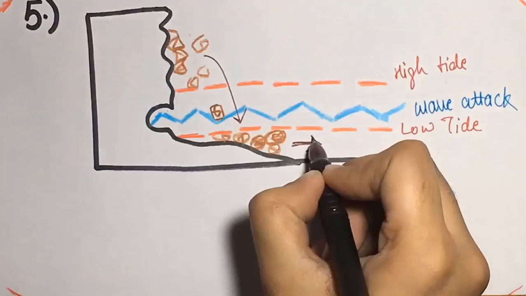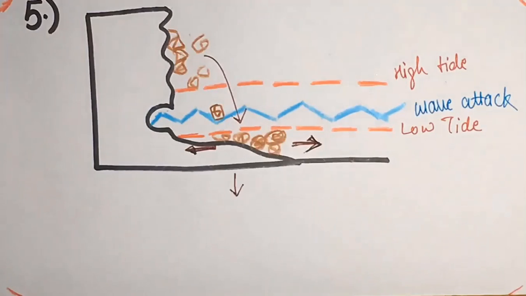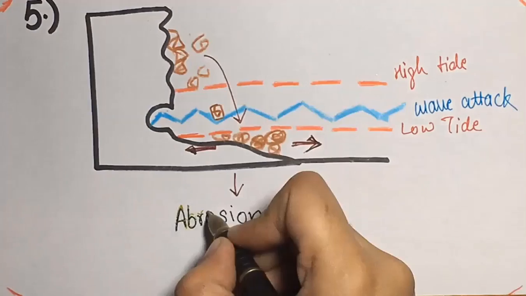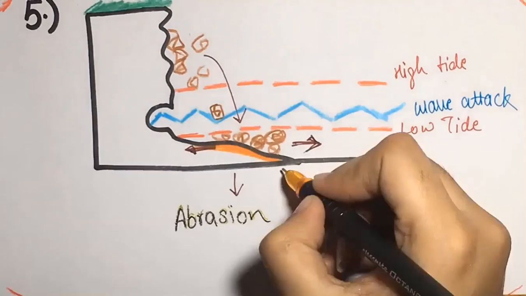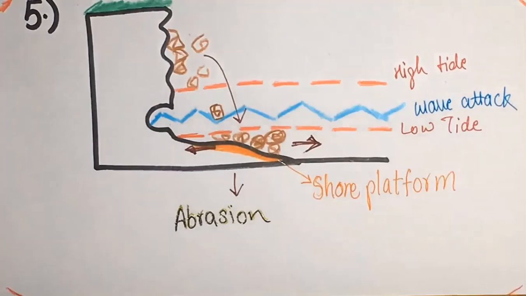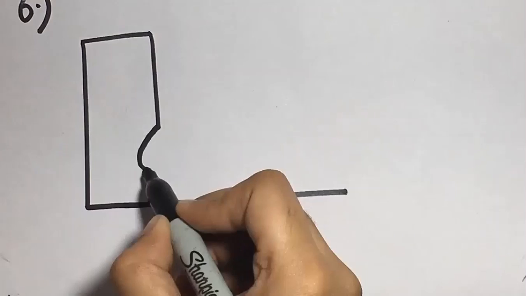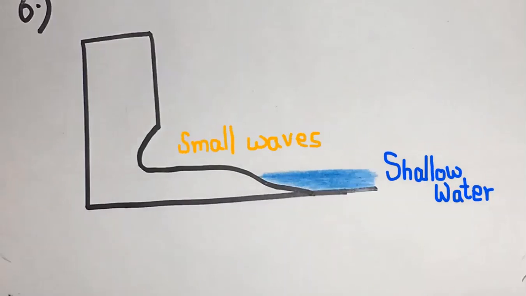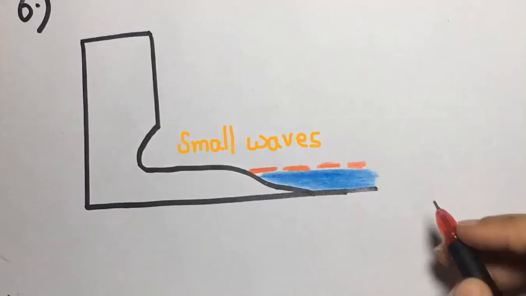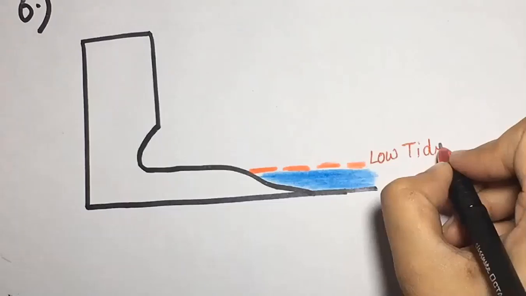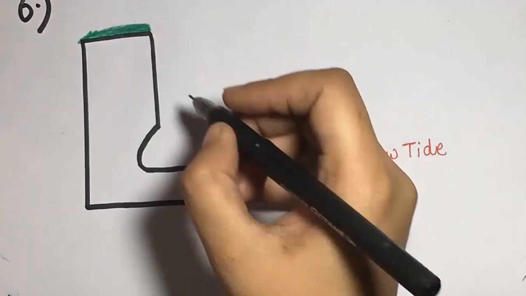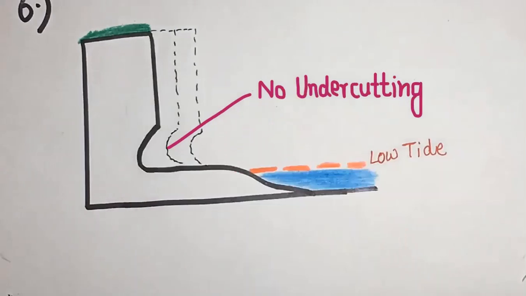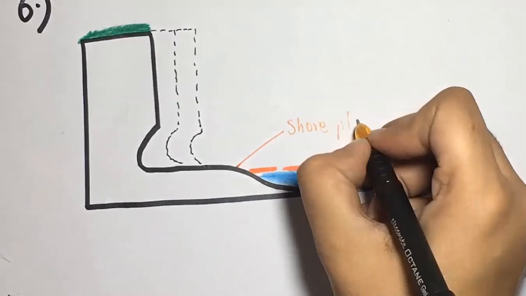As the process of abrasion continues, it creates a gently sloping rocky platform at the cliff's base known as shore platform. Eventually, a shore platform will reach a size where it produces shallow water and small waves and slows down approaching waves as it is exposed at low tides. No further undercutting will occur as the waves will break on the shore platform rather than the cliff.